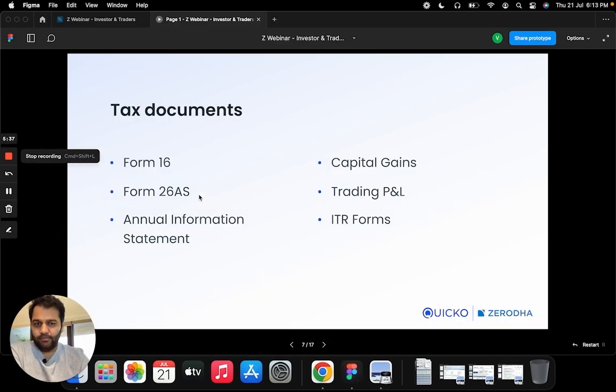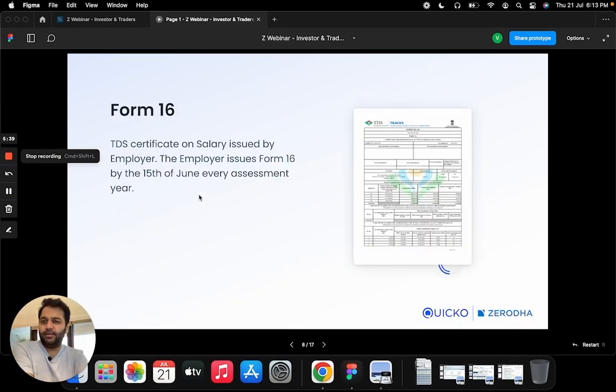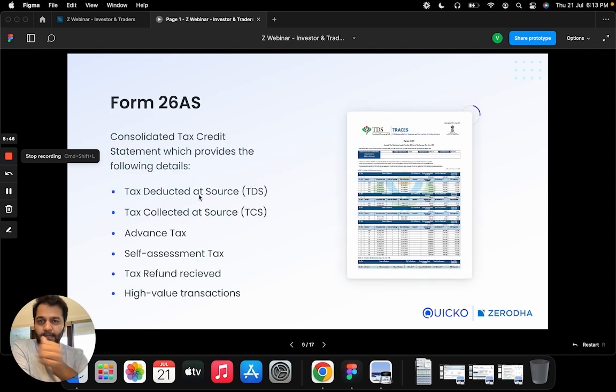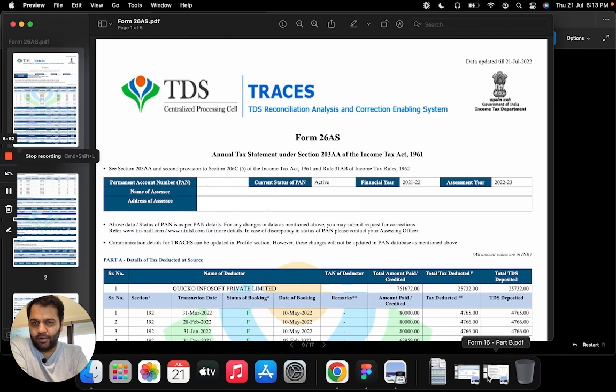Let's go back here. So like I said, it's a TDS certificate on salary issued by the employer. The employer issues Form 16 by 15th of June every assessment year. Let's quickly move on to Form 26AS. So now Form 26AS is essentially your complete tax credit statement, right?